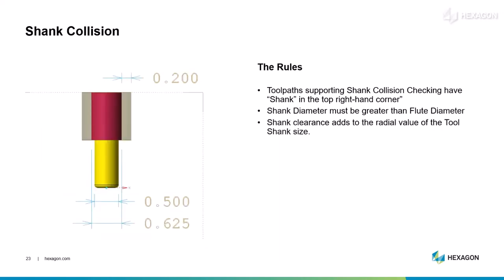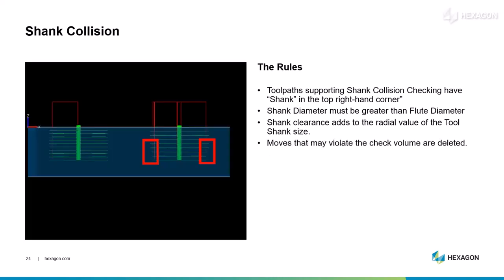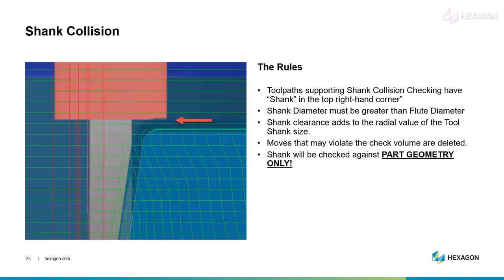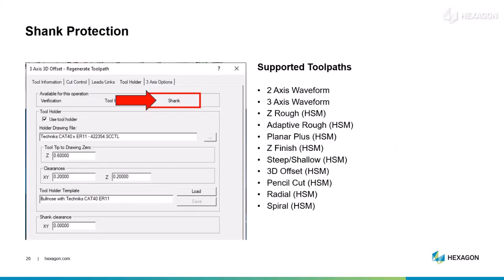The shank clearance adds to the radial calculation of the shank size. Any moves where the shank would interfere with the part geometry are deleted. Here is a list of the currently supported toolpaths.